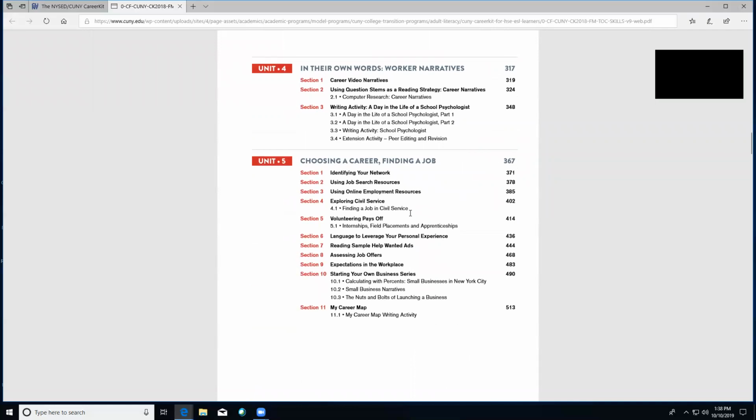The next unit, in their own words, is a personal take. So by now they've gotten a lot of official information on the careers from labor market data and things like that. So now they're hearing from actual workers talking about their actual experience in a job. So this unit has career videos where you see someone in their workplace talking about their experience of their job. And then we have written narratives, which are pretty similar to the video narratives, but they're in writing. They may be in the form of an interview or a first-person narrative.